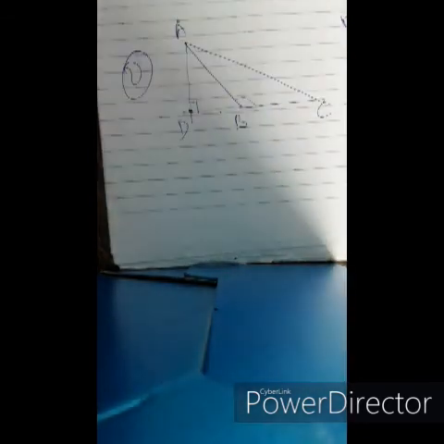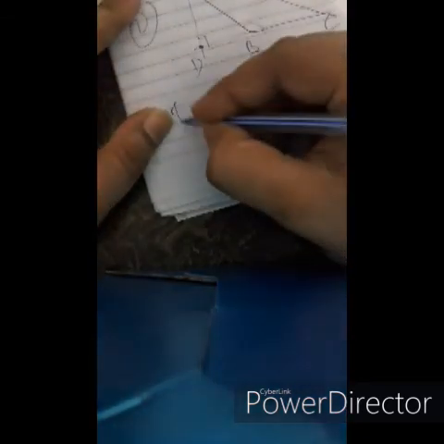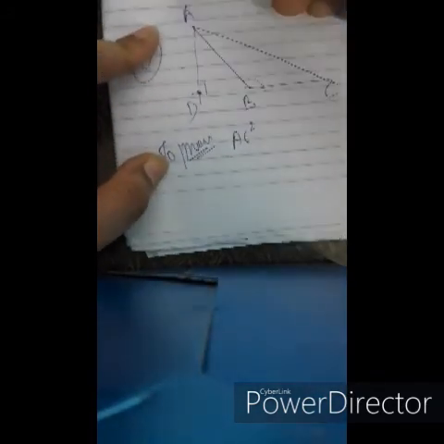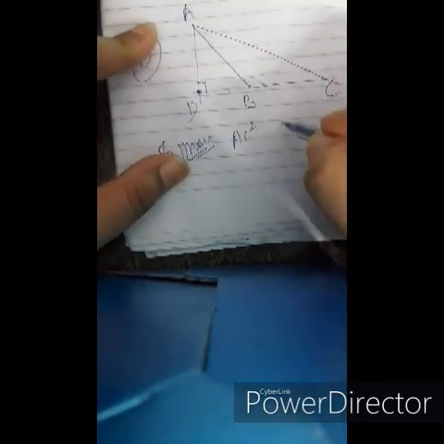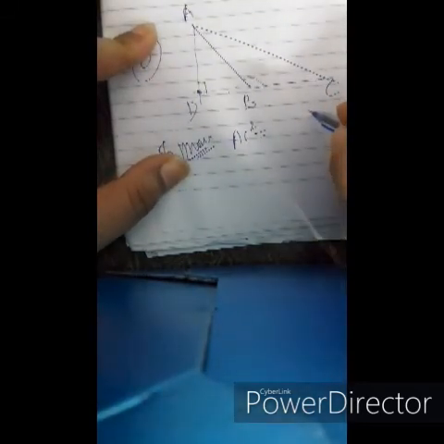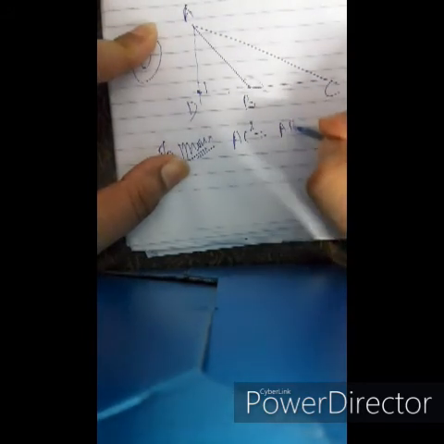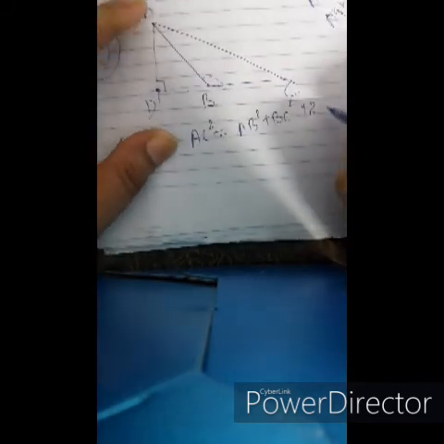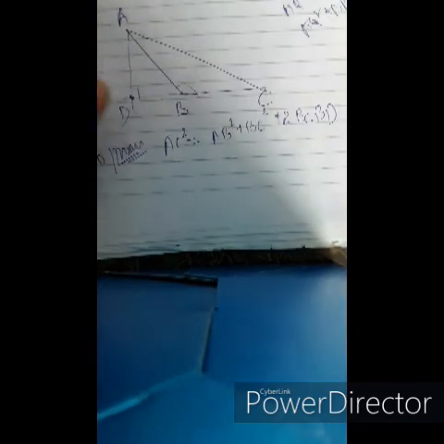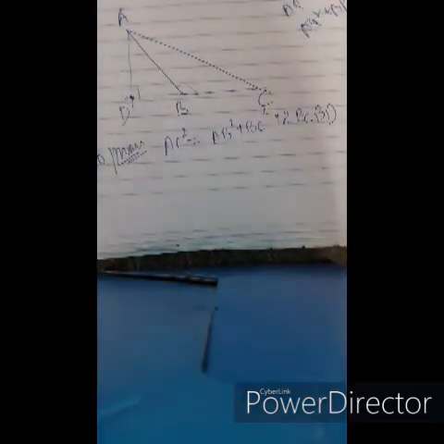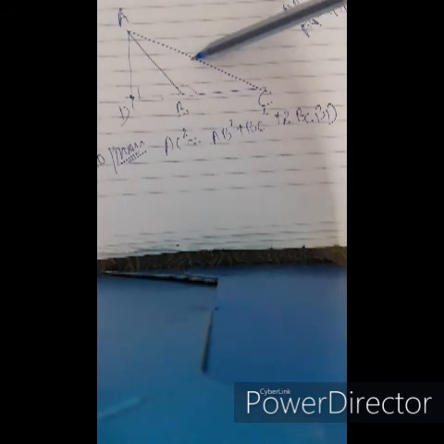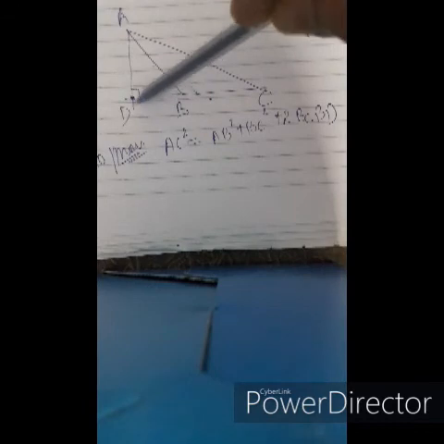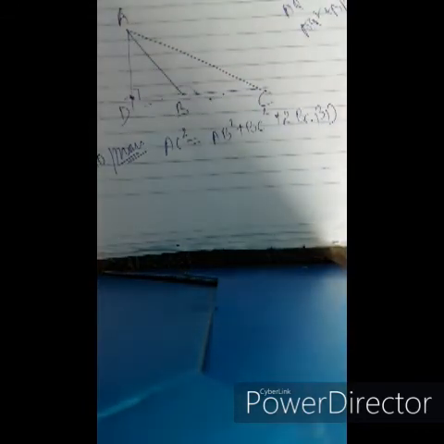Alright, we have to prove AC square equals AB square plus BC square plus 2 BC into BD. We have to prove this. We have to prove AC square equals AB square plus BC square plus twice BC into BD. So how do we do that?